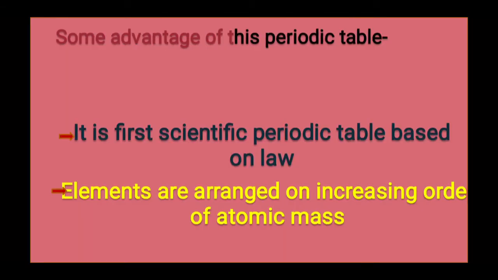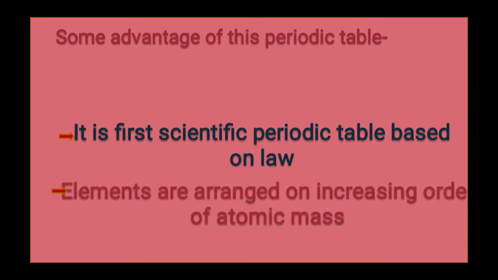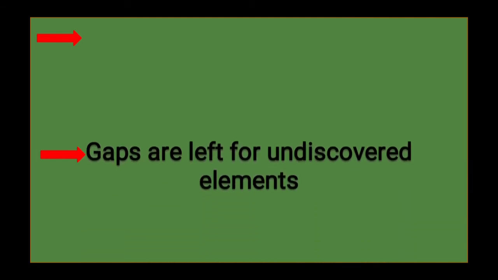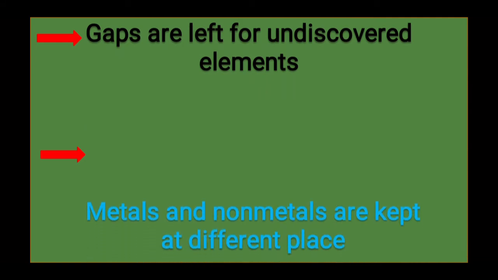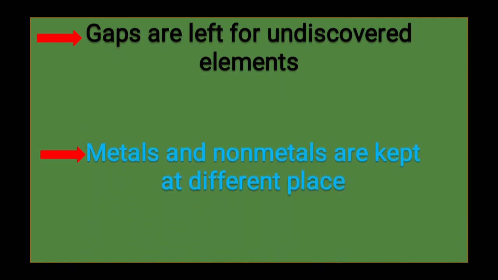Some advantages of this periodic table: It is the first scientific periodic table based on a law. Elements are arranged in increasing order of atomic mass. Gaps are left for undiscovered elements, which would be discovered in the near future. Metals and non-metals are kept at different places.